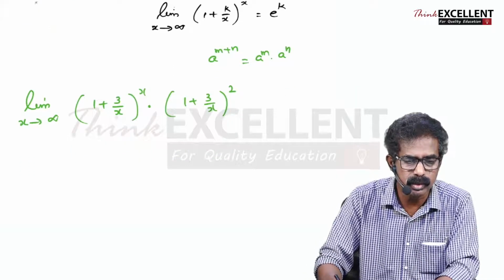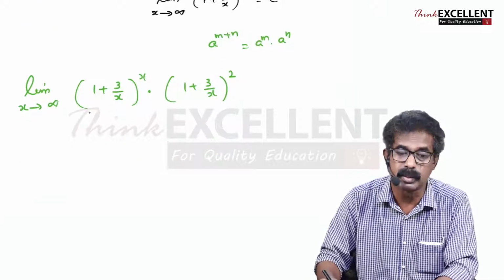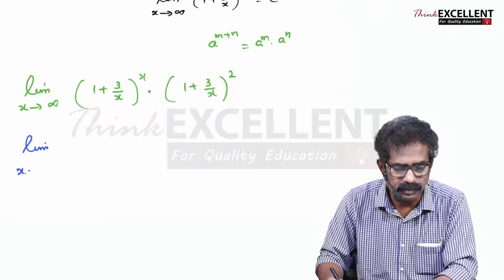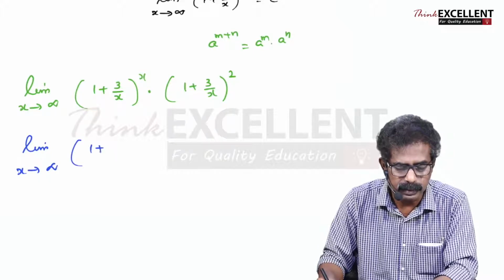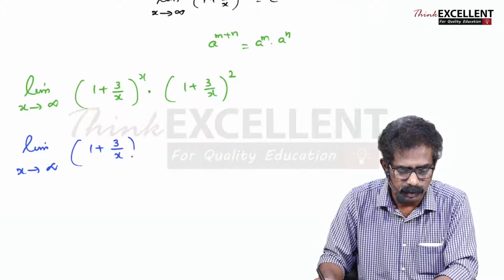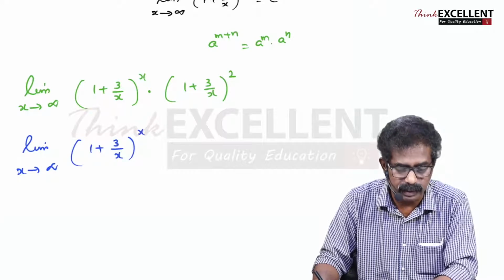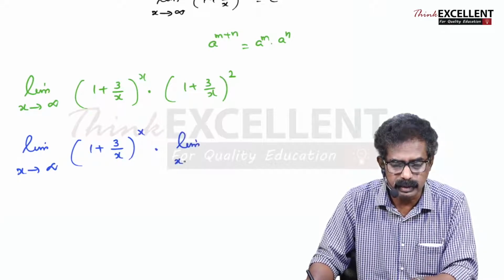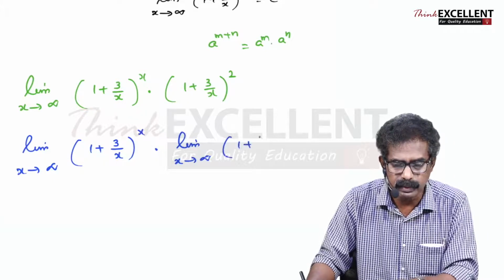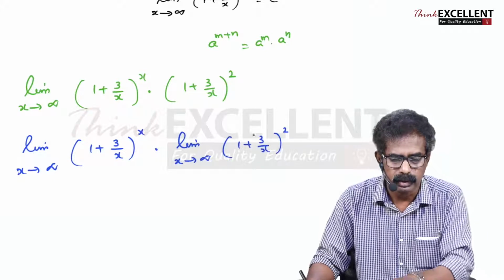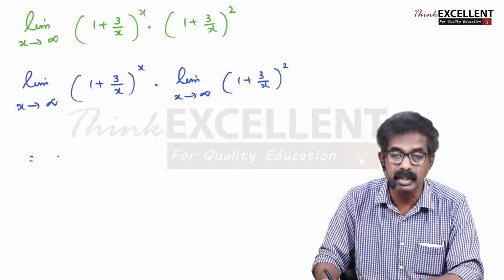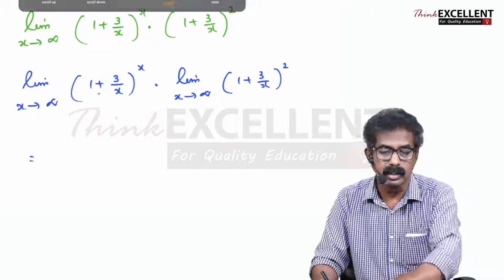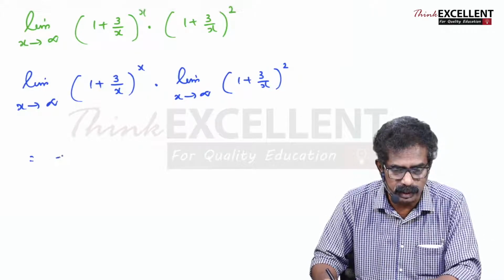Even the limit you split into 2, so for both you give separate limits. Limit x tends to infinity, 1 plus 3 by x raised to x. That is like k, right? E raised to k, that formula you have to use. Into the second one, limit x tends to infinity, 1 plus 3 by x the whole square. So the first one, the answer is e raised to k. Instead of k we have 3. Suppose here it is minus, e raised to minus 3. But here it is e raised to 3.